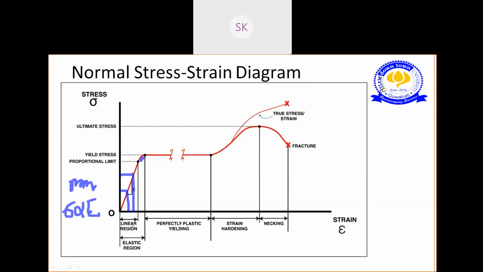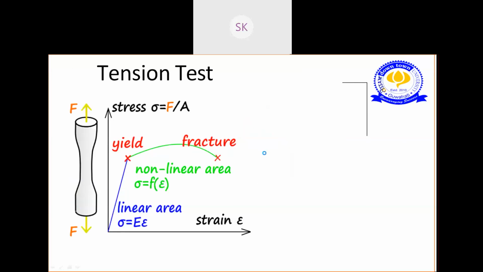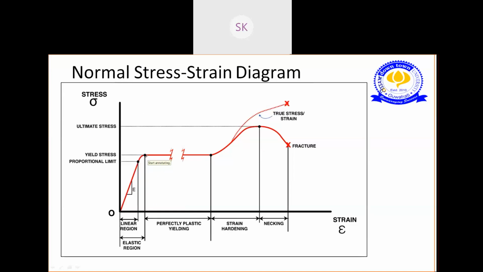One is the linear region, and the small part is... earlier we have studied, a graph will have a linear region and a non-linear region. This graph we have studied, this is the linear region, this is the non-linear region. So in this curve, this is the linear region, and in the elastic region we have a small part of non-linear region. Hope this part is clear.